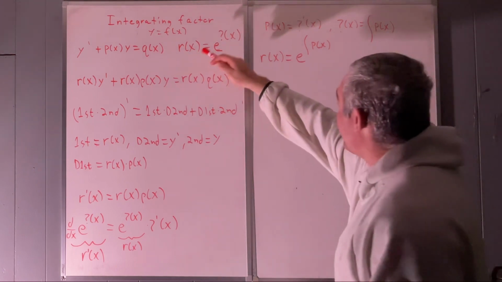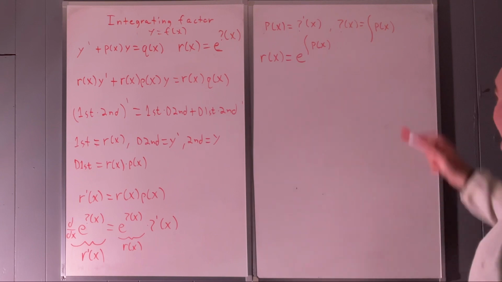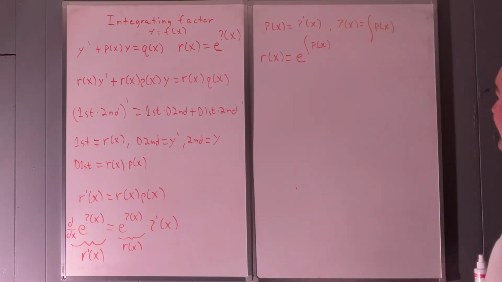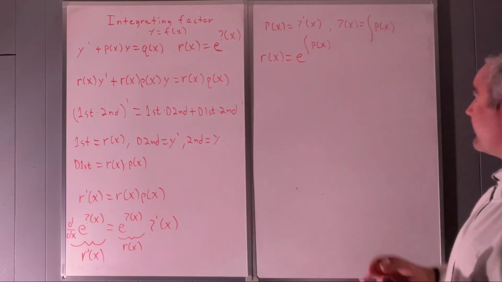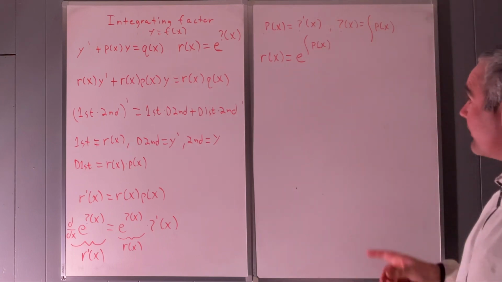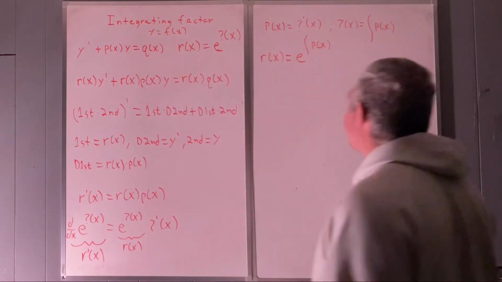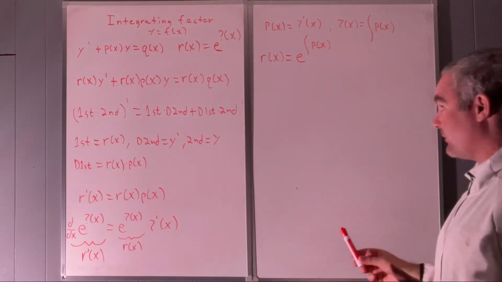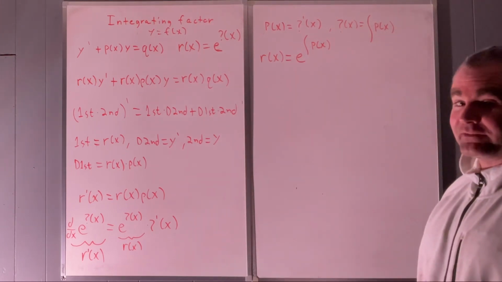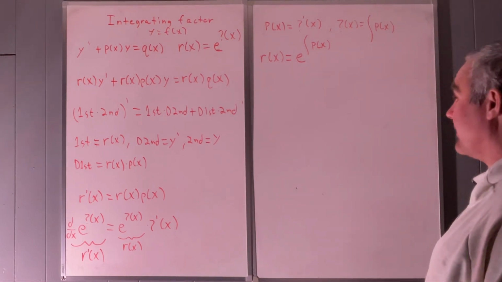So, since our r of x is equal to e to the question mark of x, and we determined that question mark of x is equal to the integral of p of x, our integrating factor is always going to be e raised to the power of the integral of whatever our p of x is. And then when you find that integrating factor and multiply both sides of the equation by it, the left-hand side will be guaranteed to be the result of a product rule.